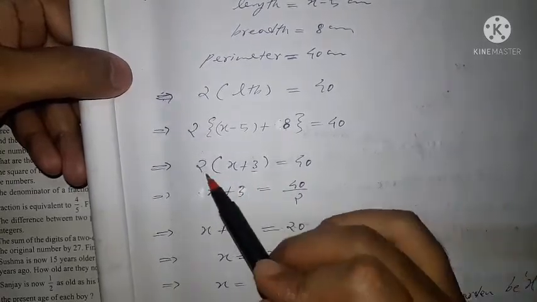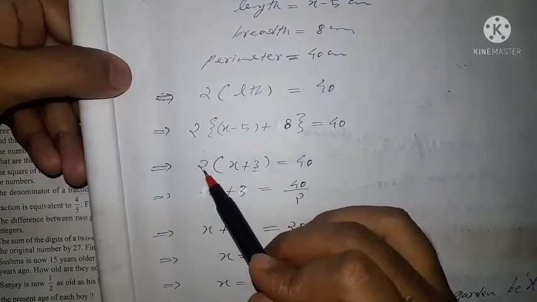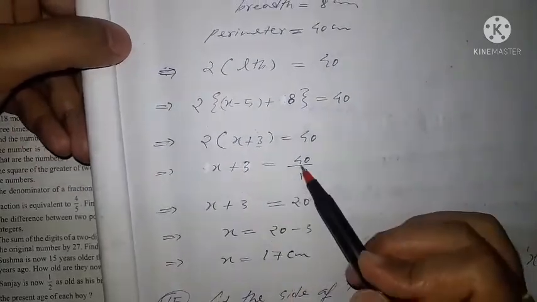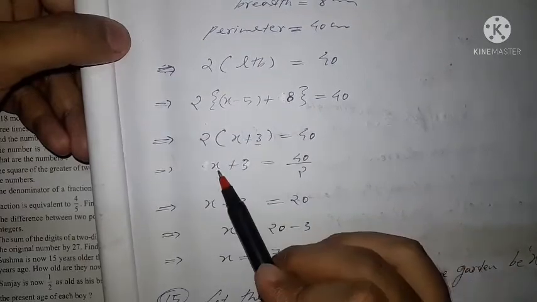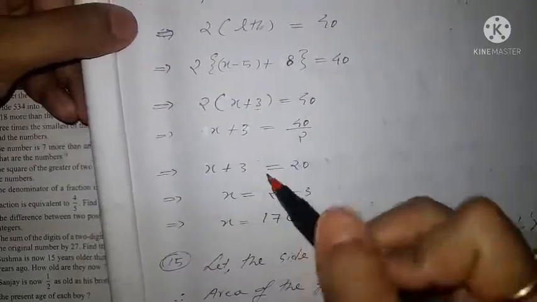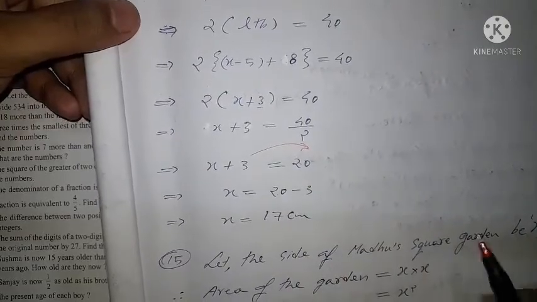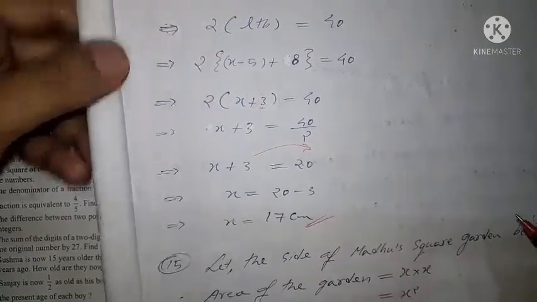If 2 comes to this side, since it is multiplied on this side, when it moves to the other side it becomes divide. So 40 divided by 2 is 20. That means the value of x plus 3 is 20. If 3 moves to this side, it becomes 20 minus 3, that is 17 centimeter. So this is the value of x, that is 17 centimeter.